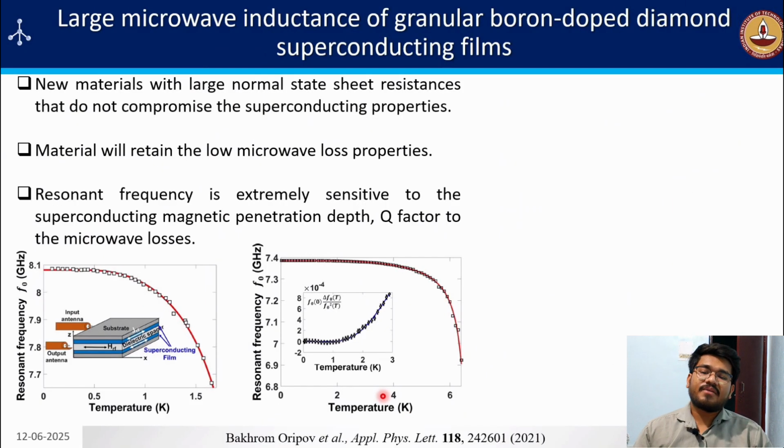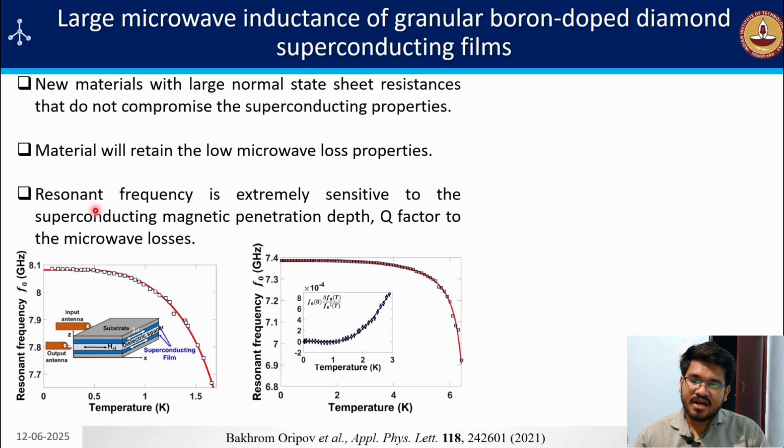So the main motivation was that new materials with large normal state resistance are needed, but that do not compromise on the superconducting parameters like the TC and the critical field. If those are still high, then that kind of material will be suitable, and it will retain low microwave loss properties. If you want a microwave transmission line, then you can use this material, and your microwave will flow with less loss.